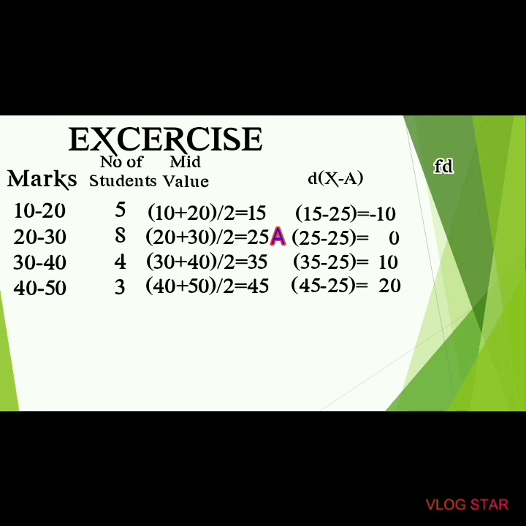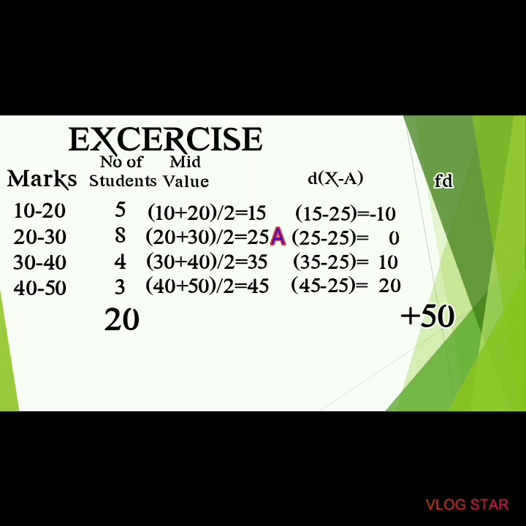Now we have to multiply it with frequency. So we will get the fd values, that is 5 into minus 10 is minus 50, 8 into 0 is 0, 4 into 10 is 40 and 3 into 20 is 60. We got 100 and minus 50. Let us sum it up. We will get plus 50 as the sigma fd value.